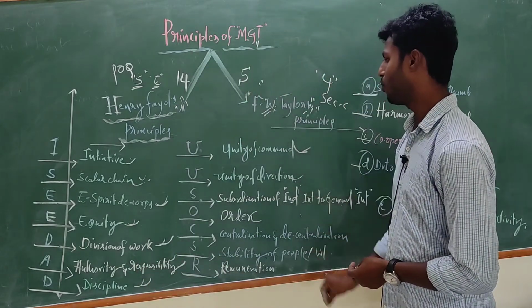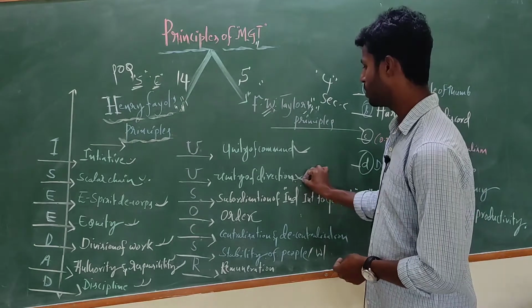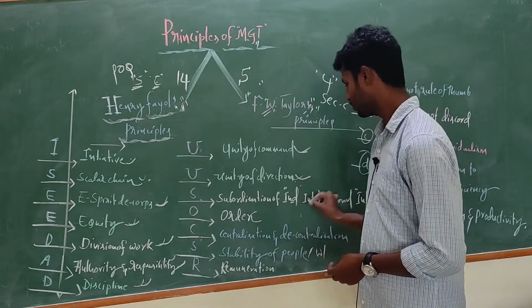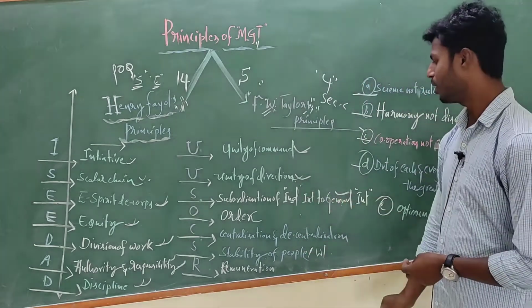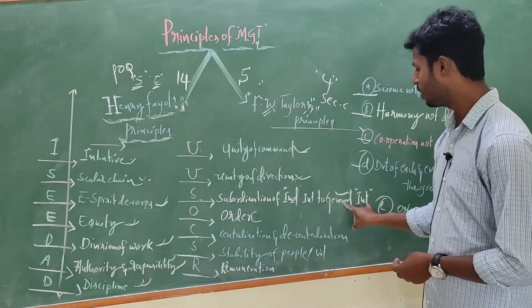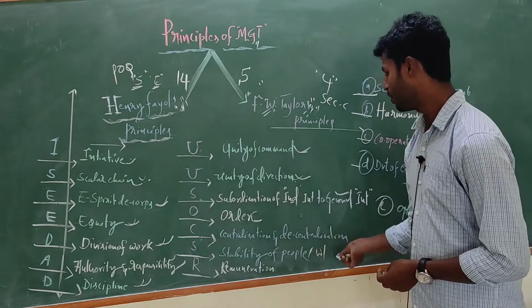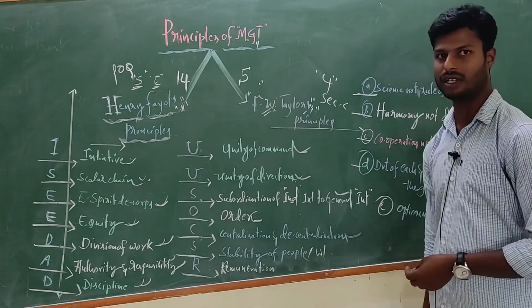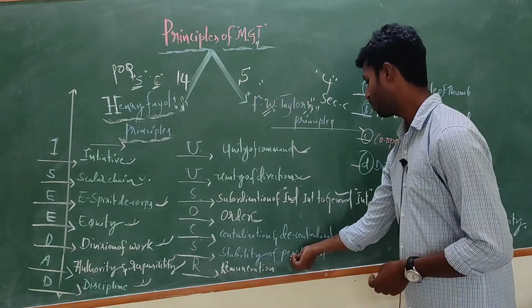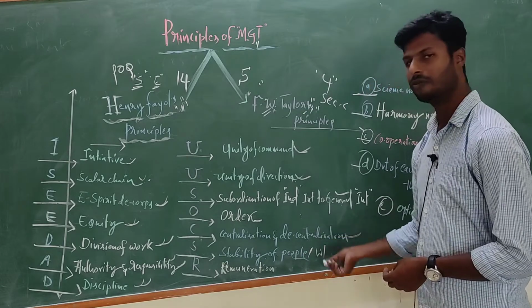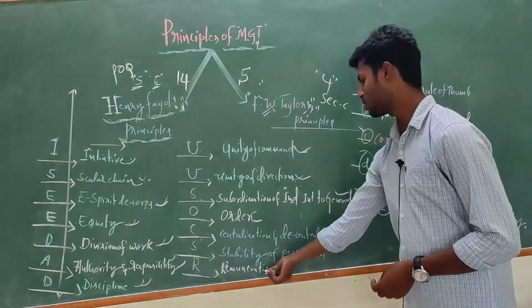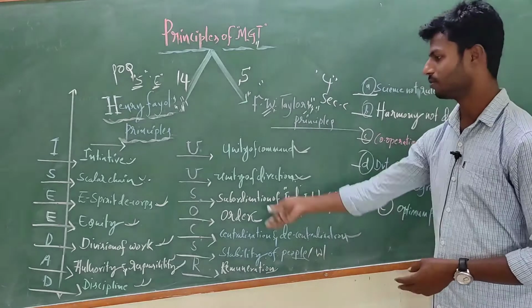Next, principle of unity of command, principle of unity of direction, principle of subordination of individual interest to general interest. Here general means organizational. Principle of order, principle of centralization and decentralization, principle of stability of people, workers or employees. Next, principle of remuneration.